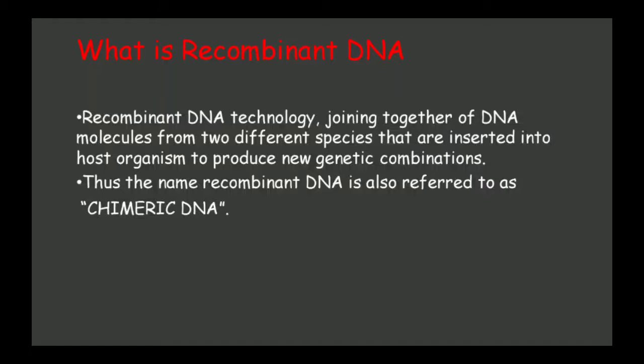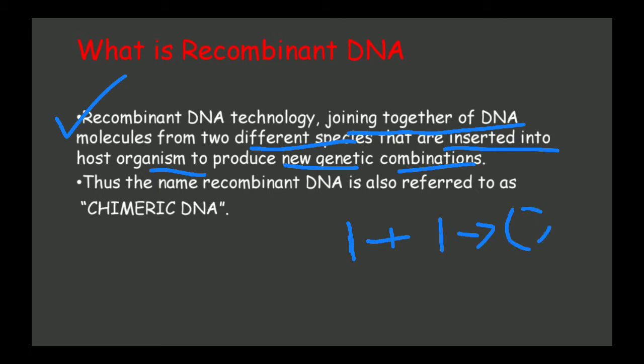What is it? Recombinant DNA technology is mainly the joining together of DNA molecules from two different species that are inserted into a host organism to produce new genetic combinations. Okay, so we are joining together the cut, ligated DNA sequences, and we are allowing them to join to the host molecule, and then it is allowed to replicate. Thus the name recombinant DNA, which is also referred to as chimeric DNA. So, this is the basic funda of recombinant DNA technology.